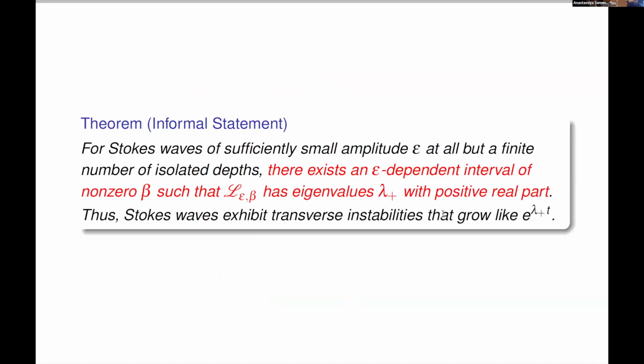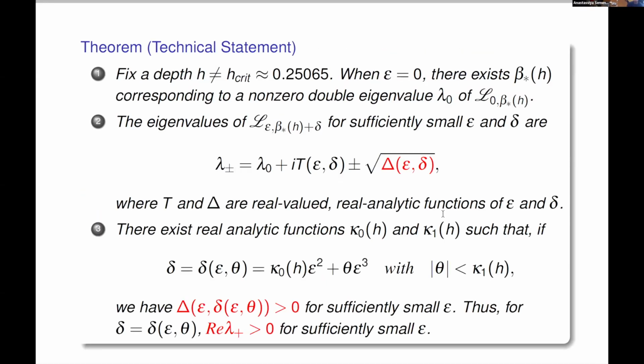Sure, cool. I have a quick question as well. So for this big theorem, is lambda 0 purely imaginary? Yes, yes. So when epsilon is equal to 0, you find that all of your eigenvalues are on the imaginary axis. So you don't have any instability of flat water.